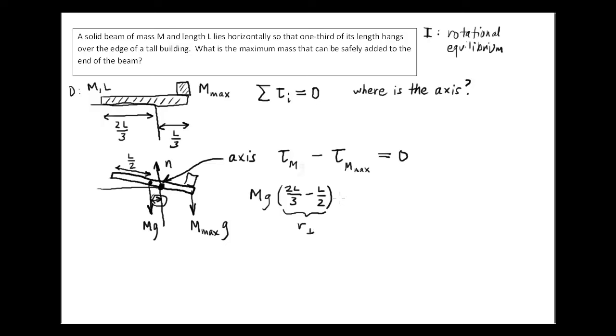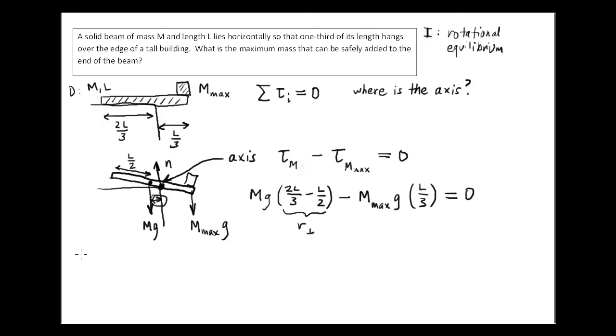Okay? Now there's something similar for the mass on the end. This one's a little bit easier, right? Because the mass on the end has a weight that pulls straight down, and that's at a perpendicular distance L over 3 away from the axis. So that one's really easy. M max G times L over 3. And we subtract those two, set them equal to 0, and that's our condition for rotational equilibrium.